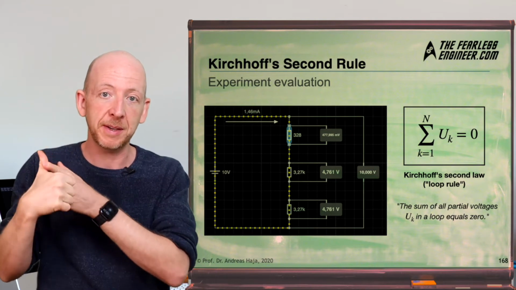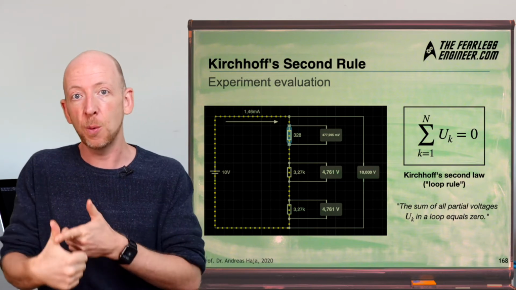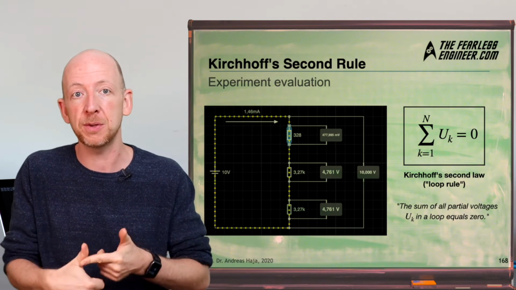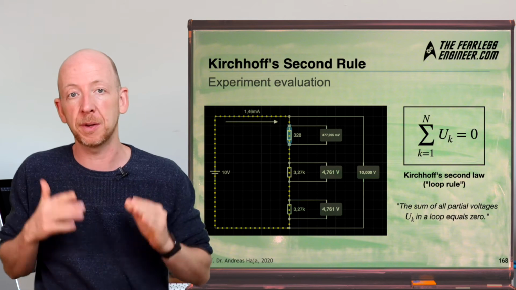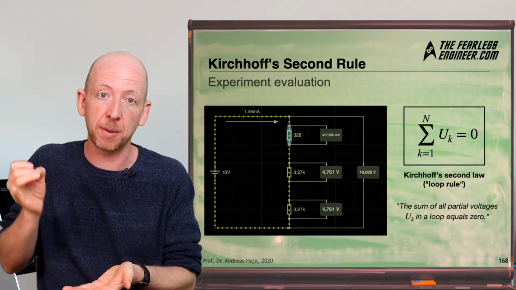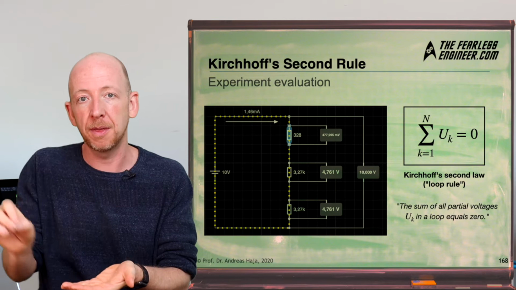The first is we have made a complete cycle through the circuit, which means that we have arrived at the same position from which we have started. And secondly, we did not pass any point in the circuit more than once, but instead we moved straight from the positive terminal to the negative terminal.